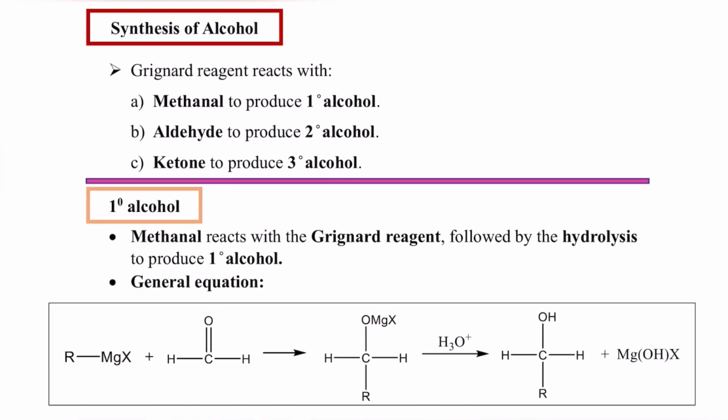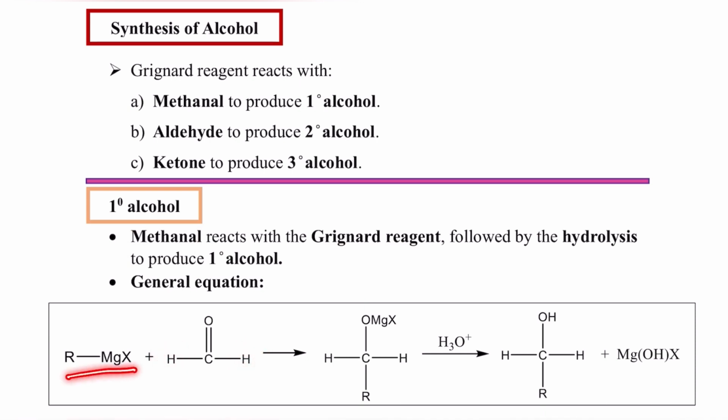Next one, we are going to focus about the synthesis of alcohol when using the Grignard reagent. You have primary alcohol from methanal, secondary alcohol from aldehyde, and tertiary alcohol from ketone. We are going to learn one by one. Basically, when you have primary alcohol, you are going to use methanal with Grignard reagent. So methanal is aldehyde with hydrogen attached to the carbonyl group.